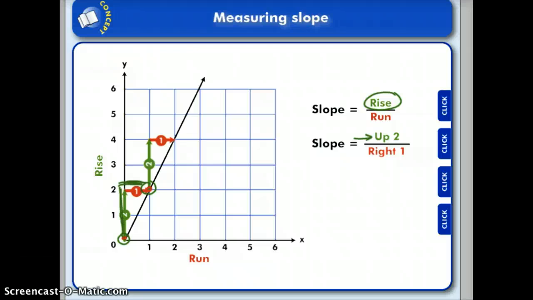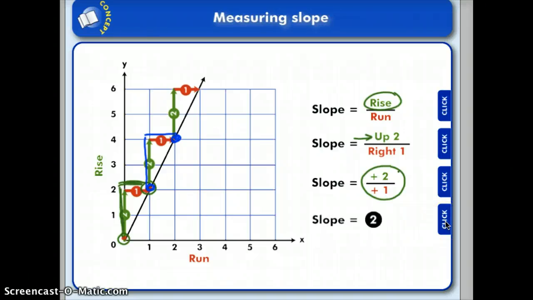So if you look at another two coordinates on our line, here and here, again, I go up 2 and over 1. So I know my rise is going to be 2 and my run is going to be 1. So we can write it just like this, 2 over 1. And it's a positive 2 because I went up, and it's a positive 1 because I went to the right. So we would then say our slope of this line is just 2. 2 over 1 is the same as 2.